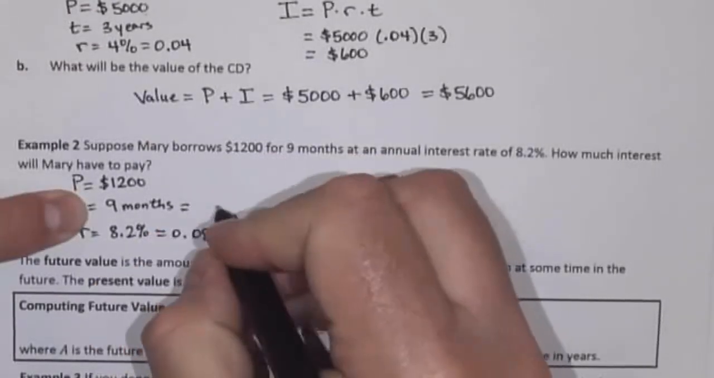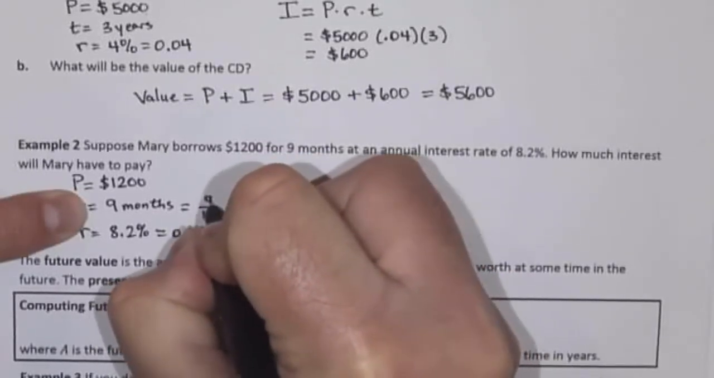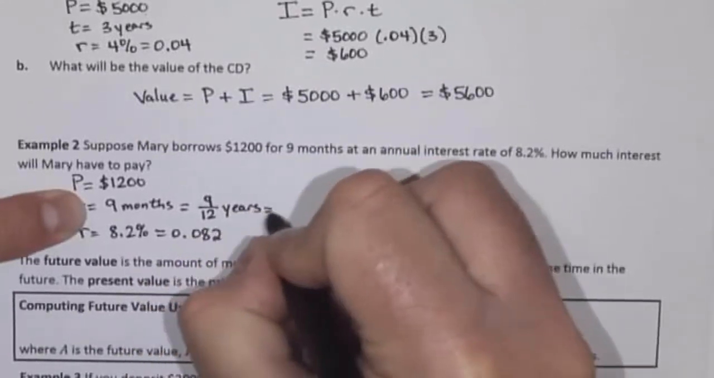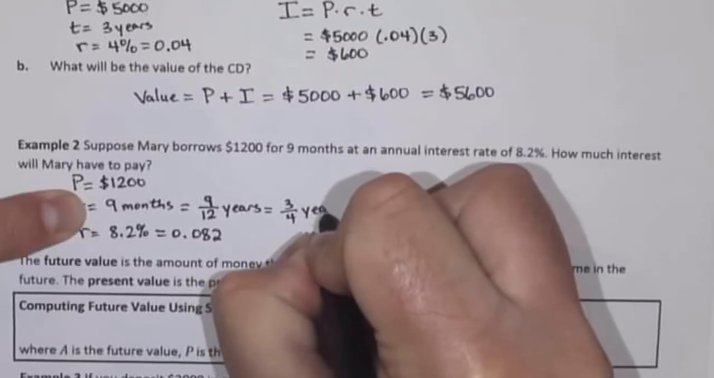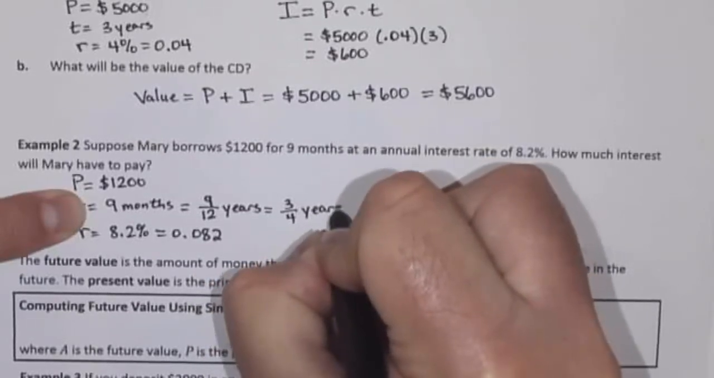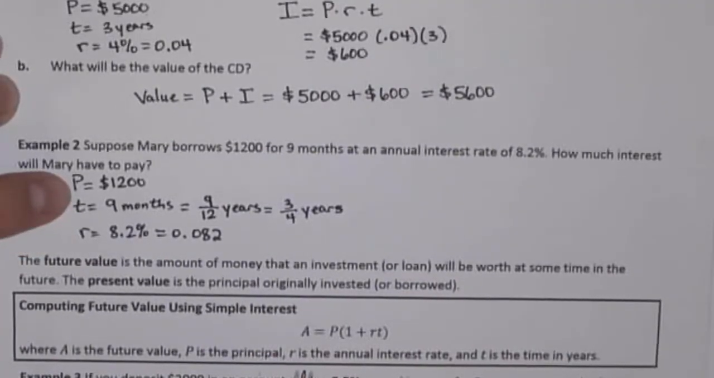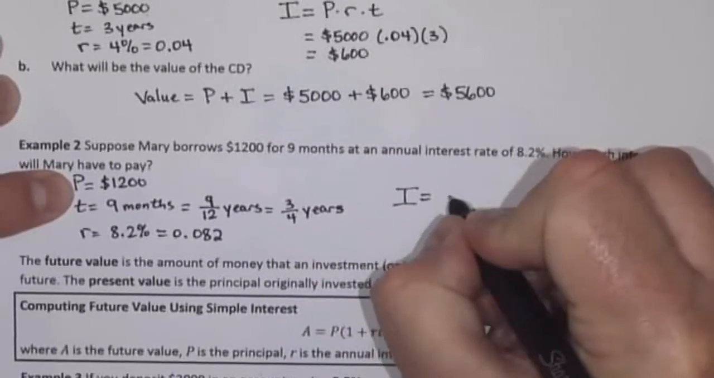Well, since there's 12 months in a year, then that would be 9 divided by 12 years. And if we reduce that, 9 divided by 12 would be 3/4 of a year. So our time isn't going to be 9 months, really. We're going to think of that as 3/4 of a year. So now we can calculate Mary's interest.